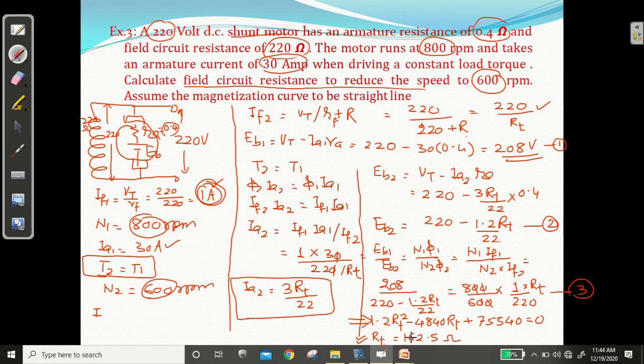So what is the change in resistance? Change in resistance क्या होगा? That is the question. Change in resistance. We are inserting the field circuit. पहले कितना था? Already 220 था. अभी क्या हो रहा है? RT ये टोटल आ रहा है. So इसको माइनस करेंगे 162.5. So I am getting 57. That is the answer I am getting. That is the change you have to do.